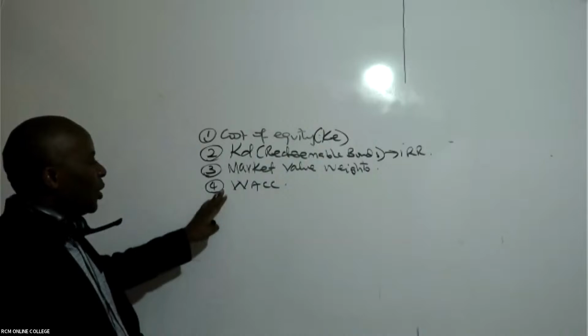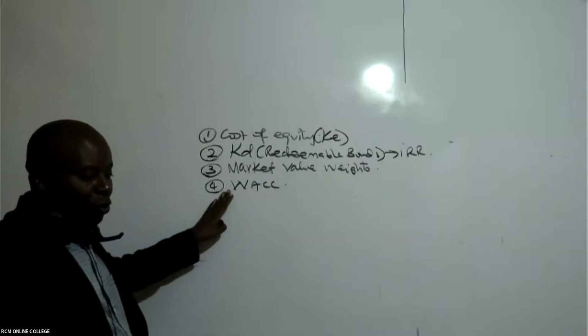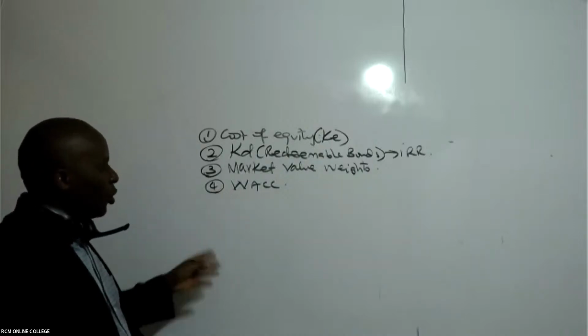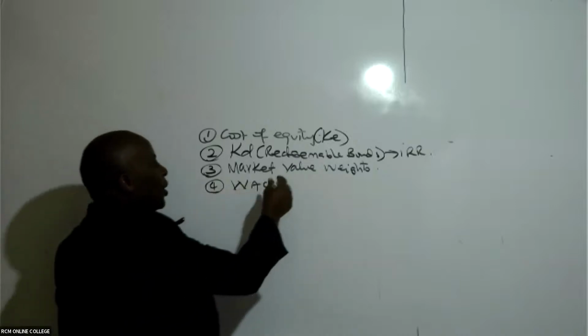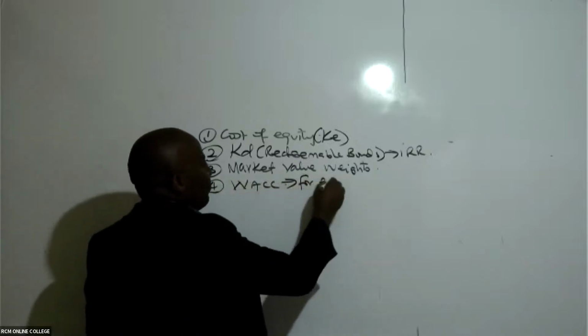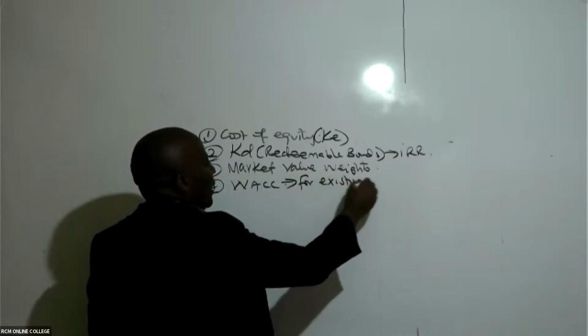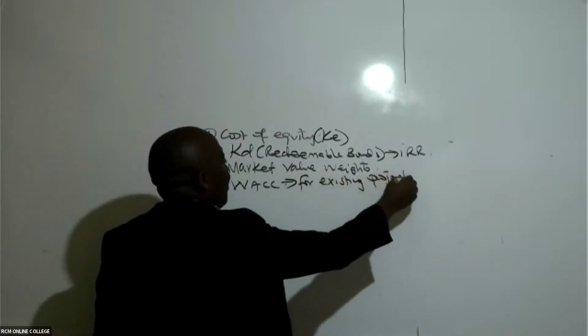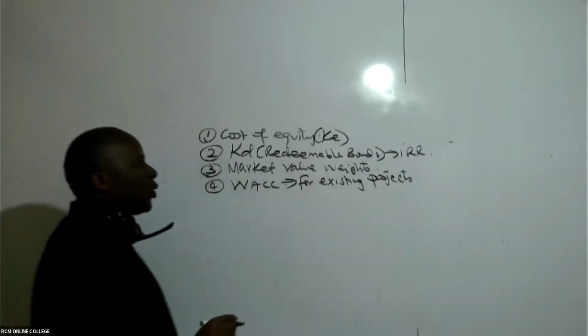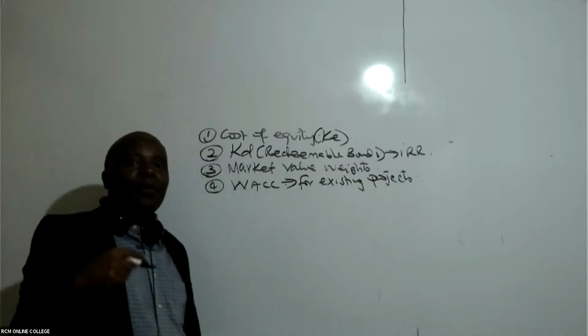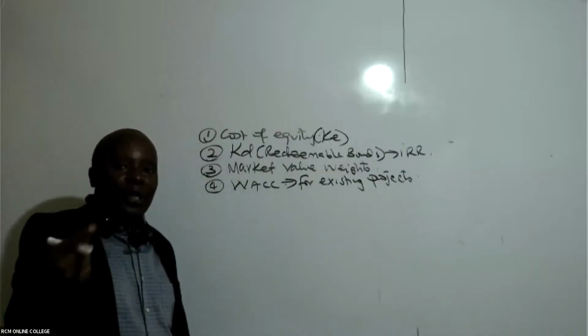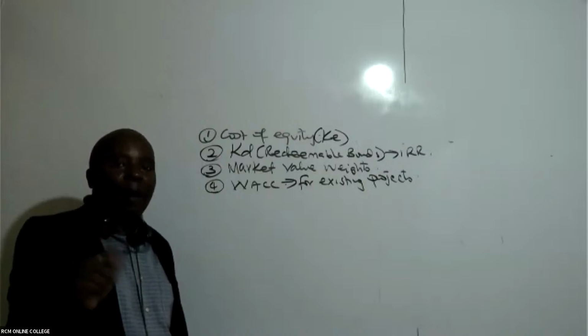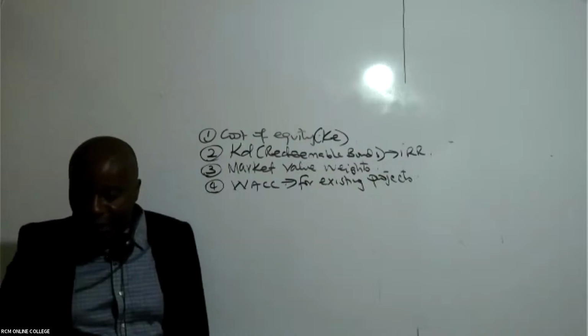So WACC is weighted average cost of capital, which is the cost of capital for existing projects. Cost of capital for those projects that you already have in the firm. If you're looking at financing some projects in the future, then the applicable cost of capital will be the WMCC.